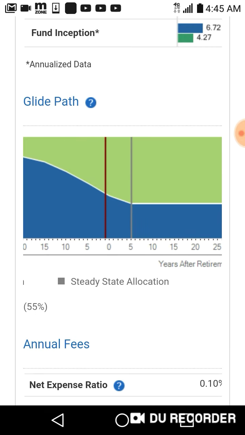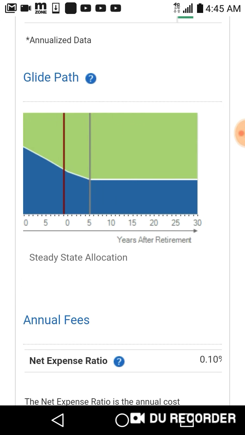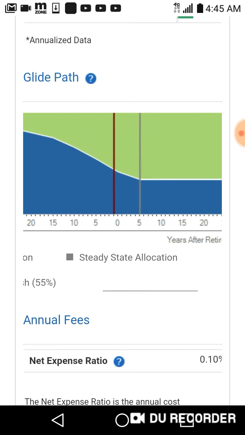You see the red line? That's where you're at. In about 5 years, it'll reduce you down to about 30% stocks or equity, 70% cash and bonds. And then it'll stay the same after that.